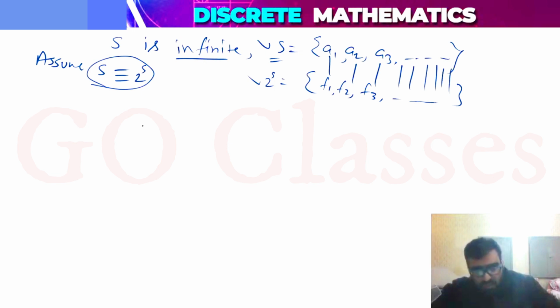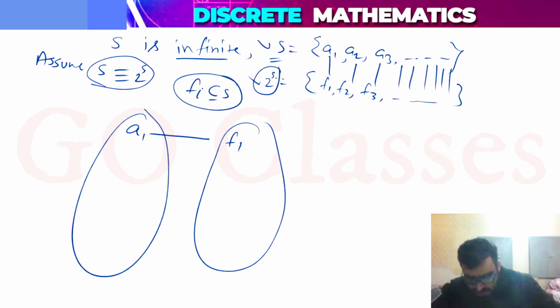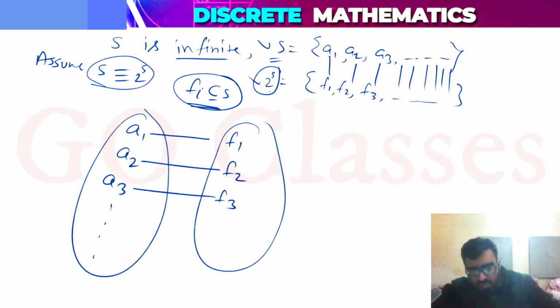Let me prove it. How to prove it? See, this is your A1. Let's assume that when we make this one-to-one correspondence, A1 is pairing with F1, and remember every Fi is basically a subset of S, because Fi is an element of 2 power S, the power set, which means the set of all subsets of S. So Fi is a subset of S. Now A2 is pairing with F2, A3 is pairing with F3, and so on. Now I will create a new F dash.